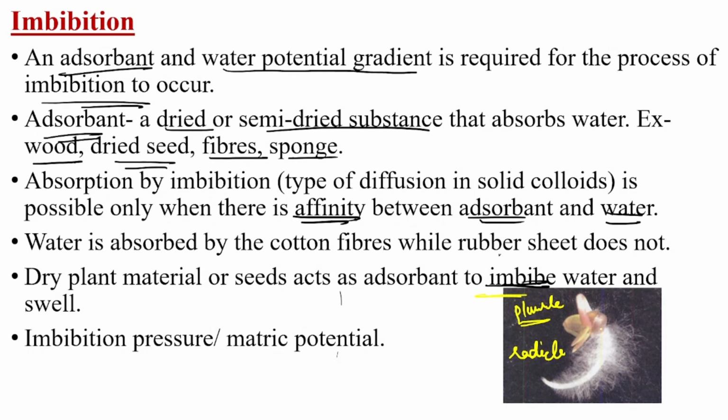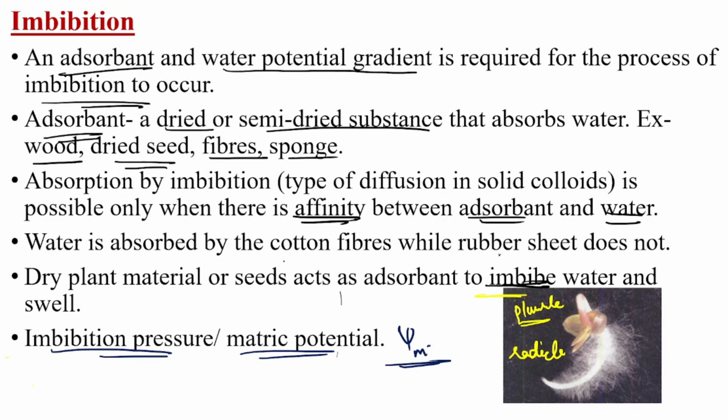Now when this water is taken up by the plant, there will be pressure created. That pressure we call imbibition pressure, or it is also represented as matric potential. Usually it is negligible in living plant cells. It is taken into account only in dried seeds. So matric potential is nothing but the imbibitional pressure which occurs when water enters these dried seeds.